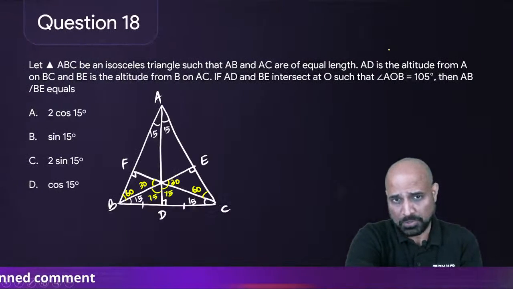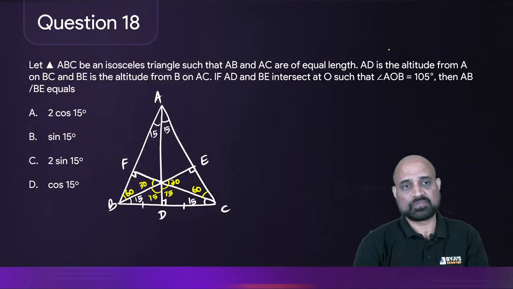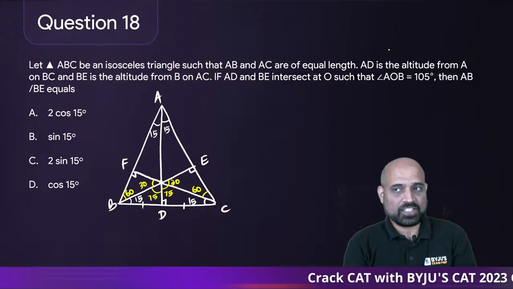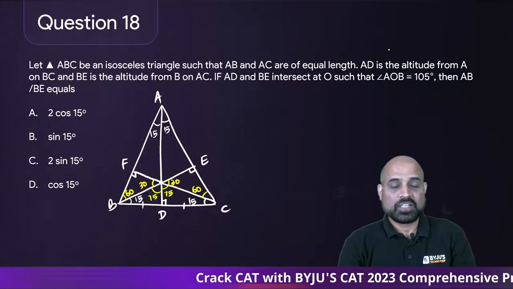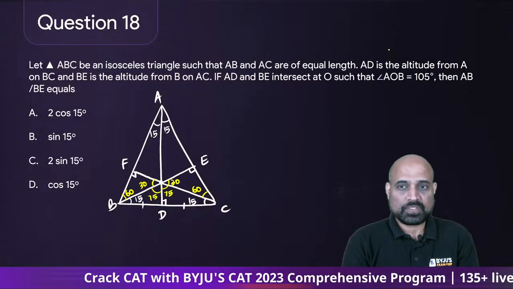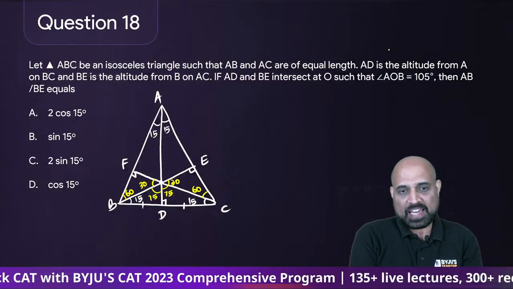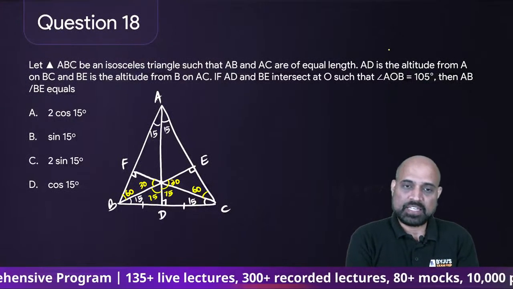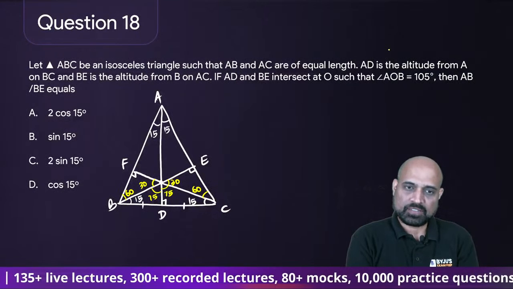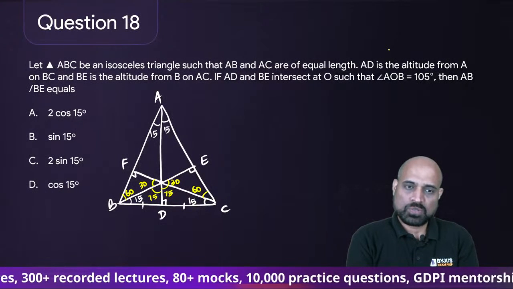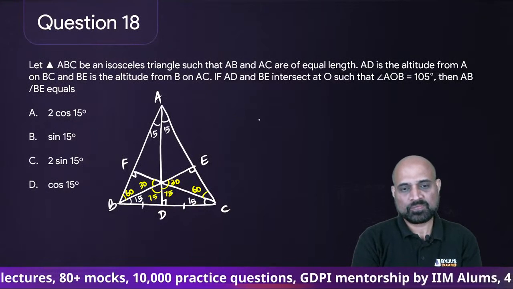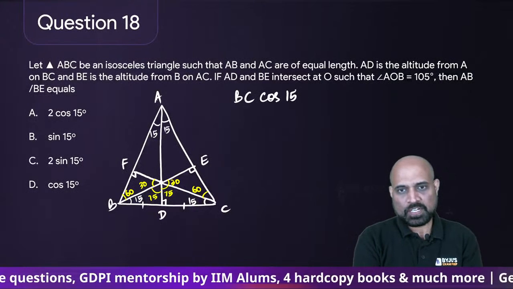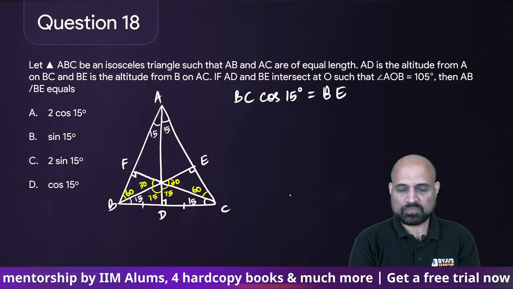Let's go back to that trigo question, which is a little tricky. Reason being, the options are in sine and the angle is not the type where we are used to it. So we need to find out the ratio of AB and BE, or we can say AC and BE, same thing. We can write BC cos 15 degrees is equal to BE. ठीक है.